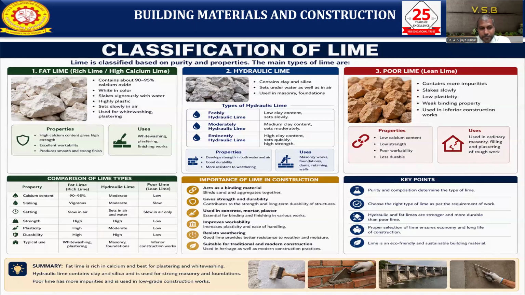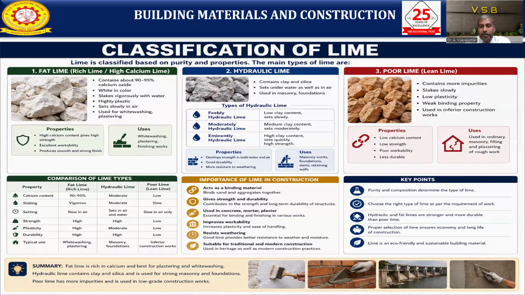Setting time of fat lime is very slow in the air. Hydraulic lime sets in air and water very fast. Poor lime is slow in the air. Strength: fat lime has more strength, hydraulic lime is very high, and poor lime is very low. When you see plasticity and durability, fat lime is high for both. For hydraulic lime, plasticity is moderate and durability is very high compared to the other limes. Plasticity and durability are very low for poor limes.